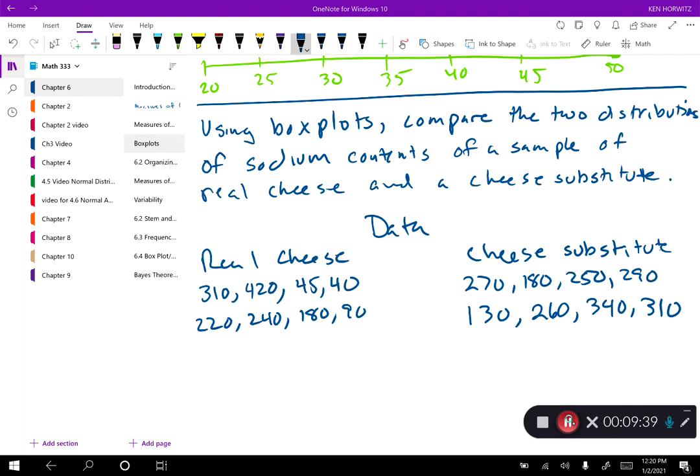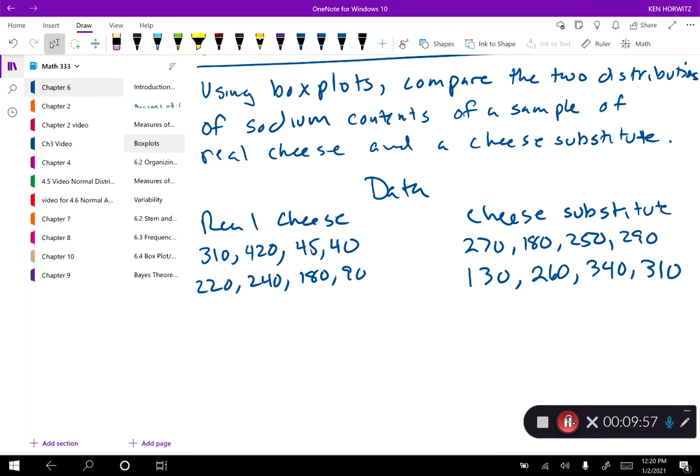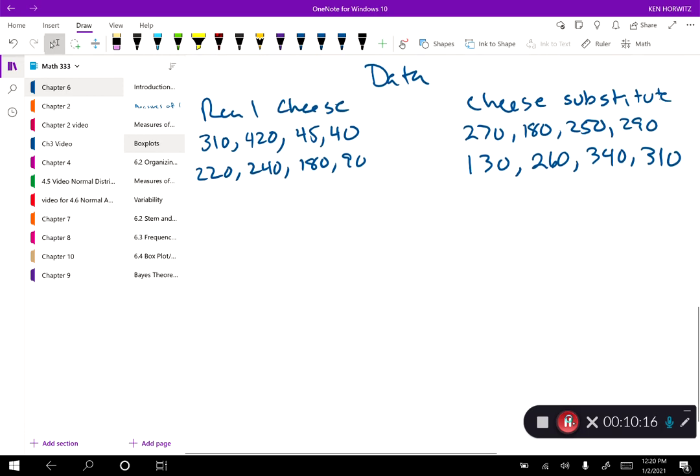All right, so let's take a look at another example. Using box plots, compare the two distributions of sodium contents of a sample of real cheese and a cheese substitute. Now, it's one thing to know how to make a box plot, but in this problem we're also talking about how to use them. By displaying your data graphically, you can learn a lot from this data. So let's try to make two box plots on the same scale and see if we can draw any conclusions. I'm going to scroll up because I need the space.